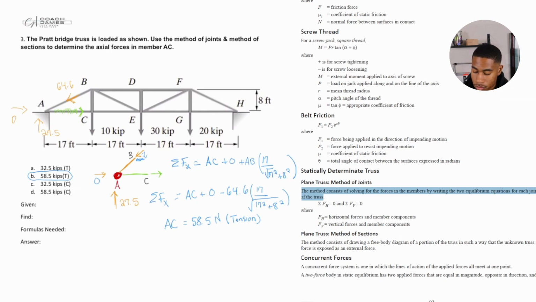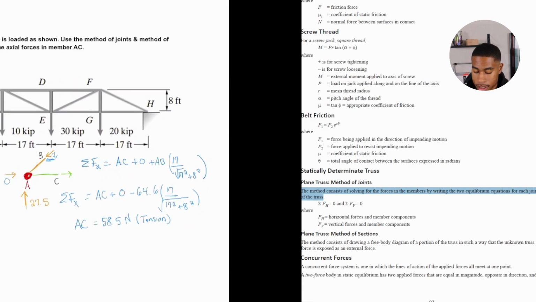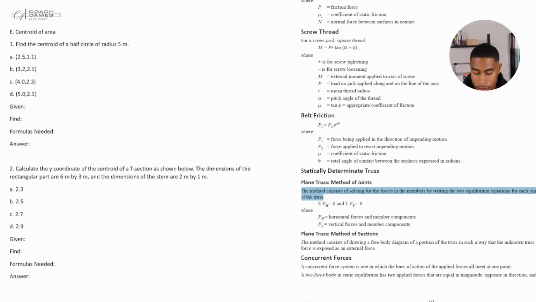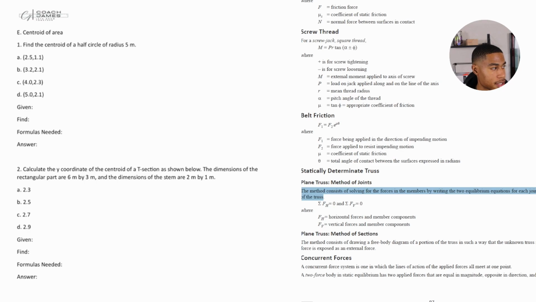So hopefully this helped. A little confusing, but for the most part, it's just a sum of the forces type of game, and you have to know what your unknowns are and what you're solving for. In the next video, we'll be going over centroids of areas.